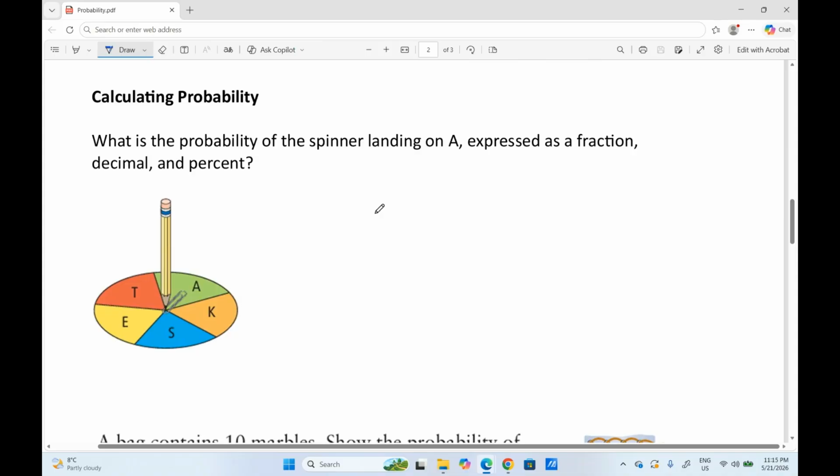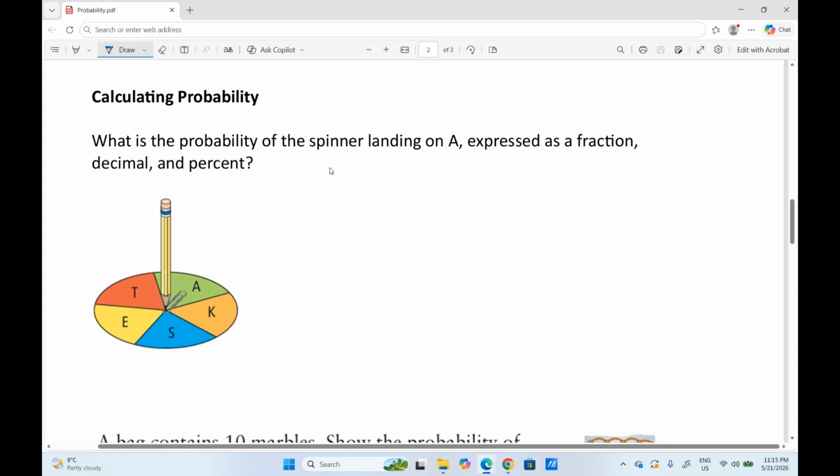Okay, now let's talk about calculating probability. So here's my first example. What is the probability of the spinner here landing on A? So A is the region represented with this green space here. And I want to express my probability as a fraction, a decimal, and a percent.